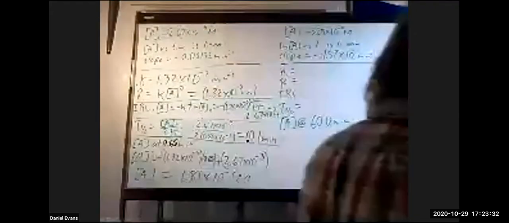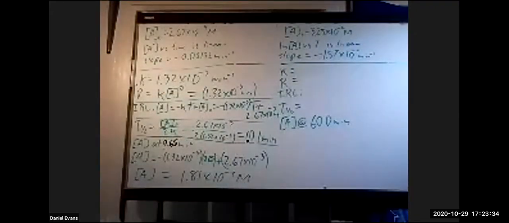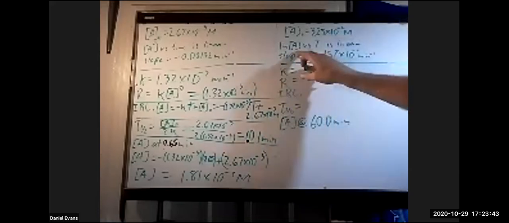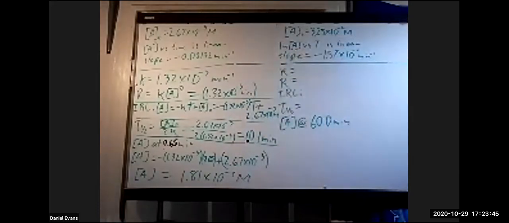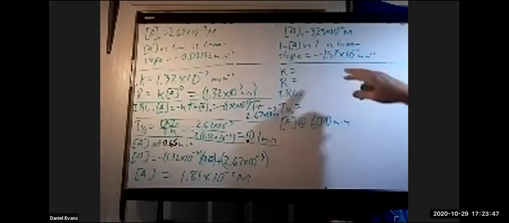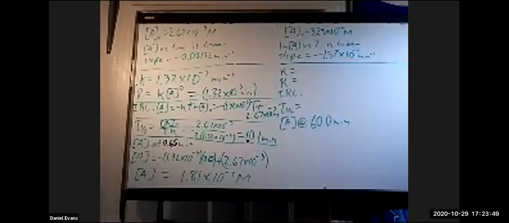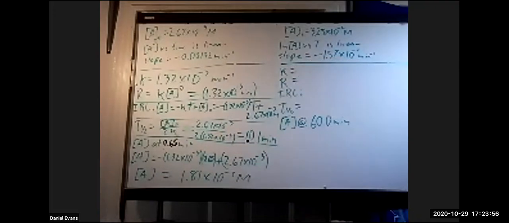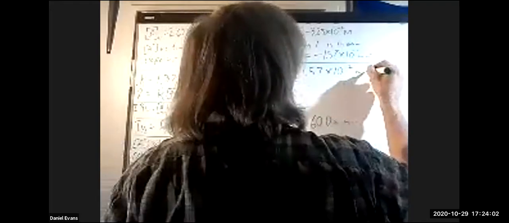So another problem, hopefully I won't have a mistake on this one. We have an initial concentration of 3.25 times 10 to the minus 2 molarity. And our plot of the log of concentration versus time is the most linear graph. It gives us a slope of minus 1.57 times 10 to the minus 2 inverse minutes. So what's our rate constant? Rate constant is always the absolute value of the slope. So it's 1.57 times 10 to the minus 2 inverse minutes.